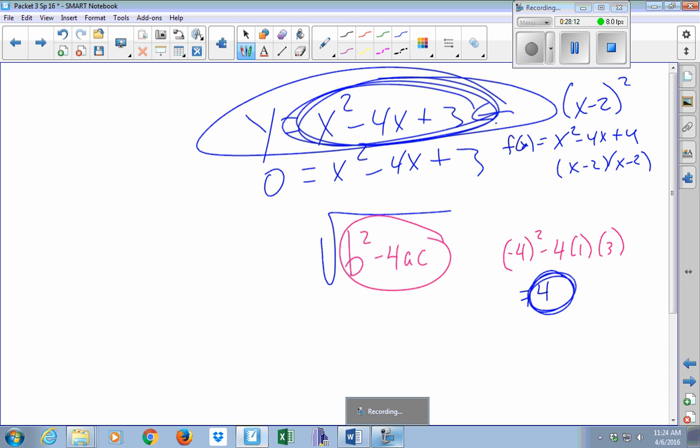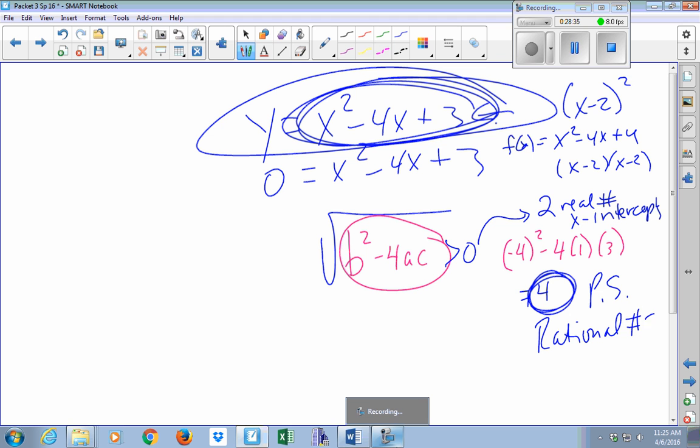Anytime this is a positive number, then I have 2 x-intercepts. Anytime b squared minus 4ac is positive, I have 2 real number x-intercepts. If that number is a perfect square, I have rational numbers for my x-intercepts, and I could have factored the original equation pretty easily, usually. If it isn't a perfect square, then you have irrational ones, but you can estimate those with your calculator.